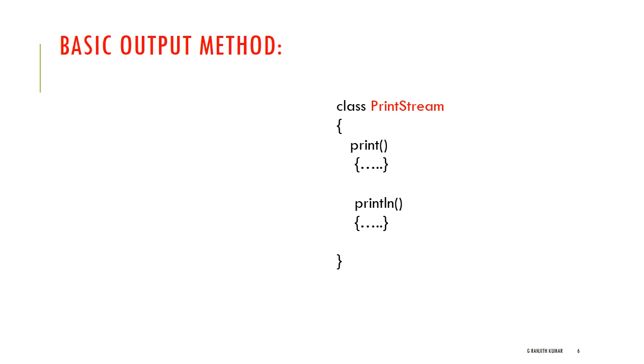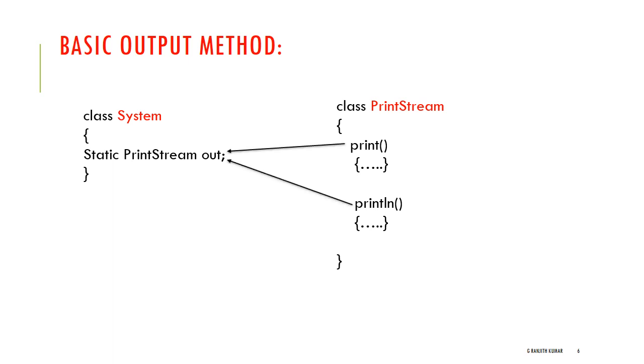So in order to call these methods, we need an object of the PrintStream class, and the object of the PrintStream class is created as a static member in the System class. That object name is out. So now in order to call print or println, we need out, which is created as a static member in the System class. That's why these two methods should be called by using the object name, that is out.